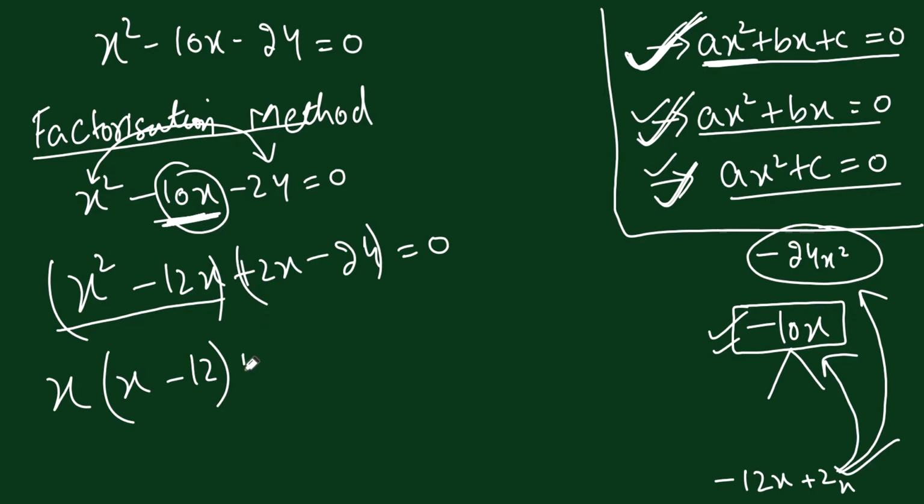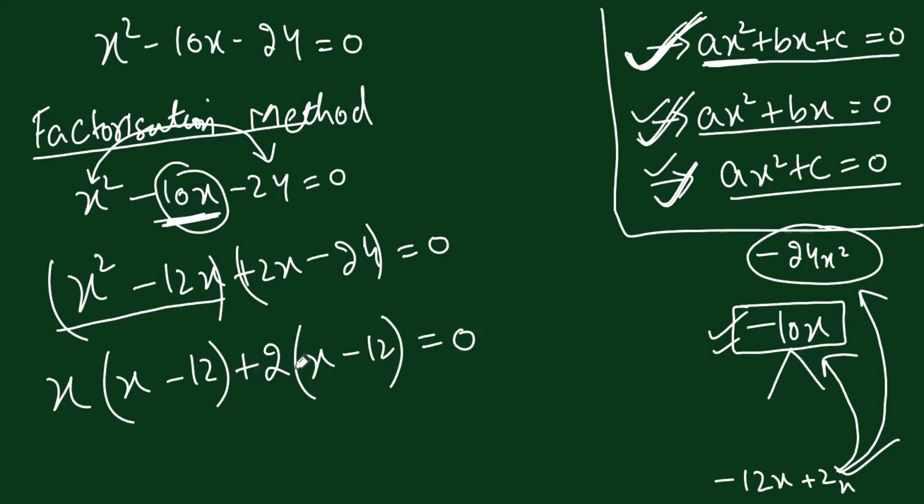And what sign is here? Plus. Out of 2x and 24, what is common? Both come in the 2 table. So we write 2 is common. 2x is having x, 24 is not having x. So x is not common. So what is remaining out of 2x? x is remaining. Plus 2 into what gives minus 24? Minus 12.